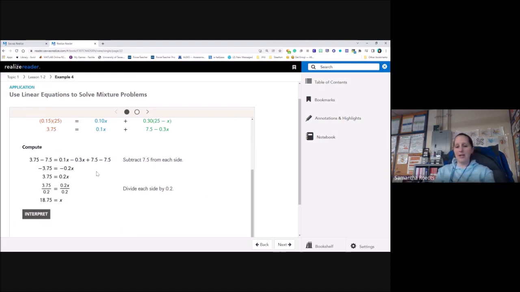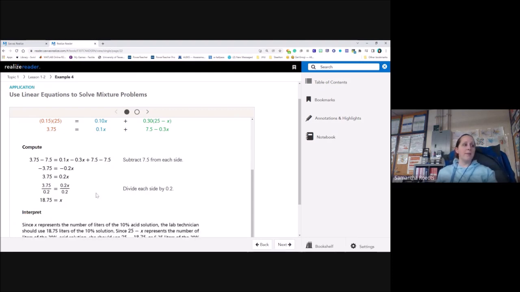I'm going to combine my like terms, and I want to subtract some things and move some things to the other side. I want all my variables on one side, all my numbers on the other side. So in this case, we subtracted 7.5. 3.75 minus 7.5 is negative 3.75. 0.1x minus 0.3x is negative 0.2x. I'm going to divide by negative 0.2. 3.75 divided by 0.2. Again, that negative goes away. Gives me 18.75 equals x.